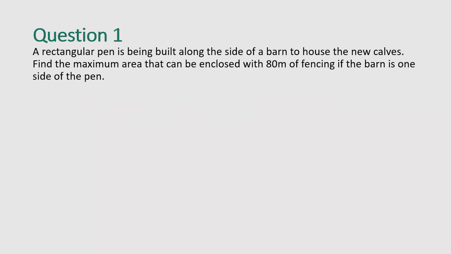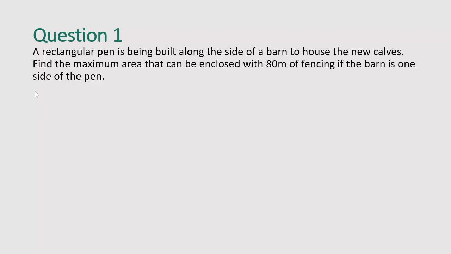So the first question we have today is a rectangular pen being built along the side of a barn to house new calves. Find the maximum area that can be enclosed with 80 meters of fencing if the barn is one side of the pen. Now, to get a quadratic equation out of this, it looks like it's going to take a little bit of work because there's only one number that's given.